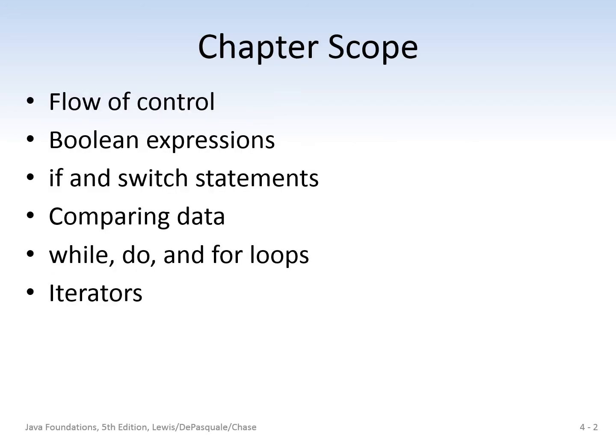No surprises here. Chapter scope includes flow of control. We'll move from linear to iterative and branches. Cover Boolean expressions, if and switch statements, comparing data, while, do, and for loops, and also iterators.